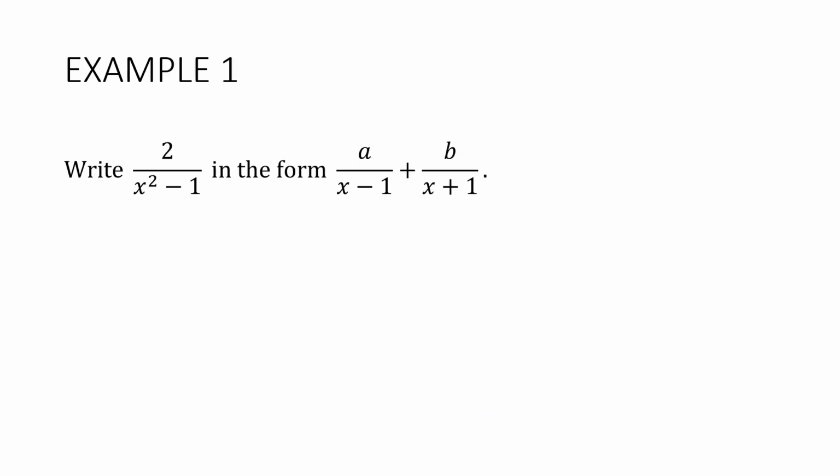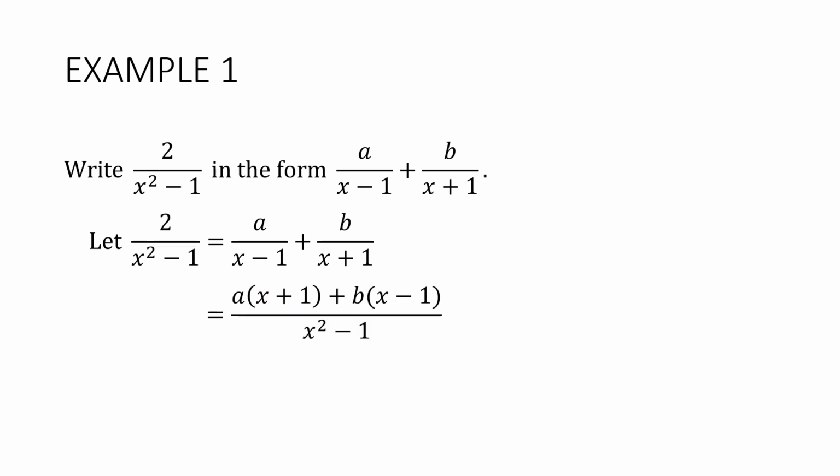Now we learnt partial fractions methods in Year 11, but let's revise them. Example 1, write 2 over x squared minus 1 in the form a over x minus 1 plus b over x plus 1. So you can see how we got there. This is x minus 1 multiplied by x plus 1. So we're just going to let those two be equal, and then I'm going to make a common denominator here. And I can equate the numerators. 2 must be equivalent to a multiplied by x plus 1 plus b multiplied by x minus 1.